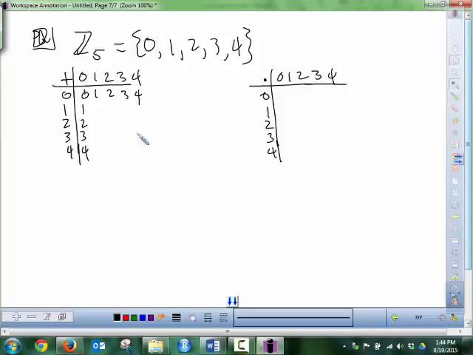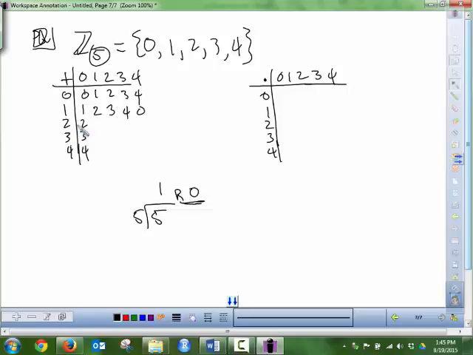Okay, so now let's add. 1 plus 1 is 2. Is 2 in our set? Yep. 1 plus 2 is 3. That's in our set. 1 plus 3 is 4. That's in our set. 1 plus 4 is 5. Wait, that's not in our set anymore. What should it be? 0. Okay, 5 divided by our base, 5 divided by 5 is 1, and your remainder, remember, that's what you're looking for, is 0.